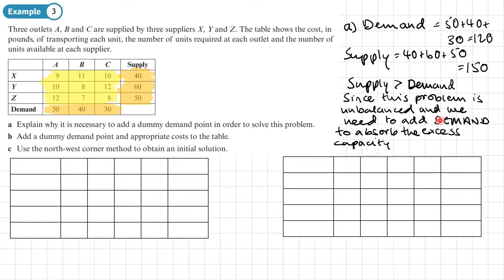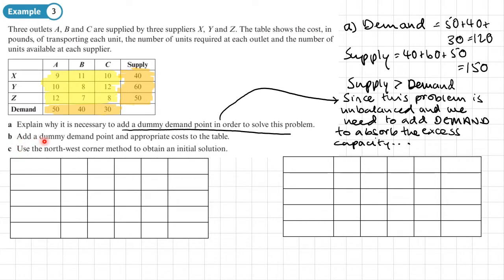I probably did not put this sentence very well, but the reason why we need to add a dummy demand point is that the problem is unbalanced and we need to add the extra demand point to absorb the excess capacity. So this sentence really isn't great. I should have started by putting this at the beginning of my sentence.